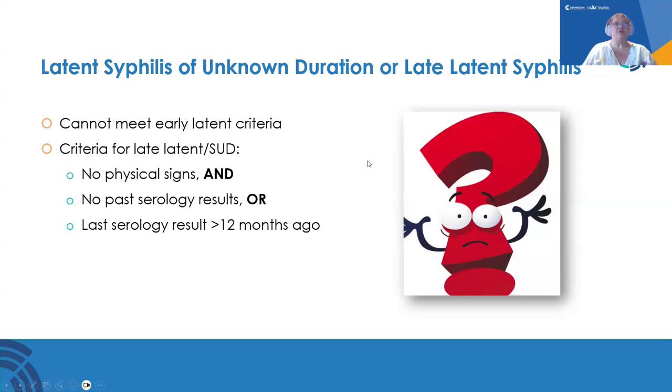Now, syphilis of unknown duration or late latent, it's similar. Late latent, though, is where we have a serology result, but it was over 12 months ago. So we cannot guarantee it was within that 1 year time frame. It was over the year. Syphilis of unknown duration is that we don't have any past serology results. We don't have any serology results to compare it, whether it be over a year or under a year.